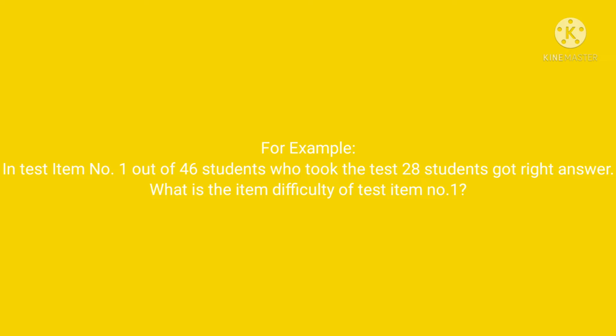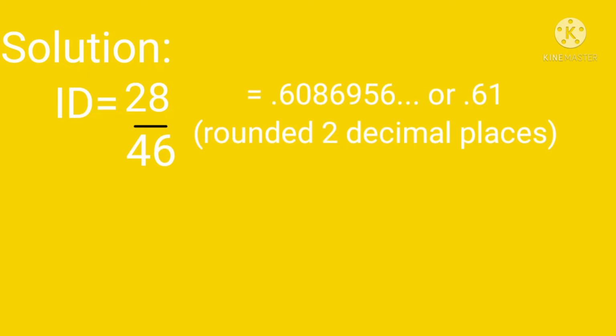For example, in test item number 1, out of 46 students who took the test, 28 students got the right answer. What is the item difficulty of test item number 1? So here's the solution. Item difficulty is equal to 28 divided by 46, which is equal to 0.6086956 and so on. Rounded to two decimal places, it will be 0.61.